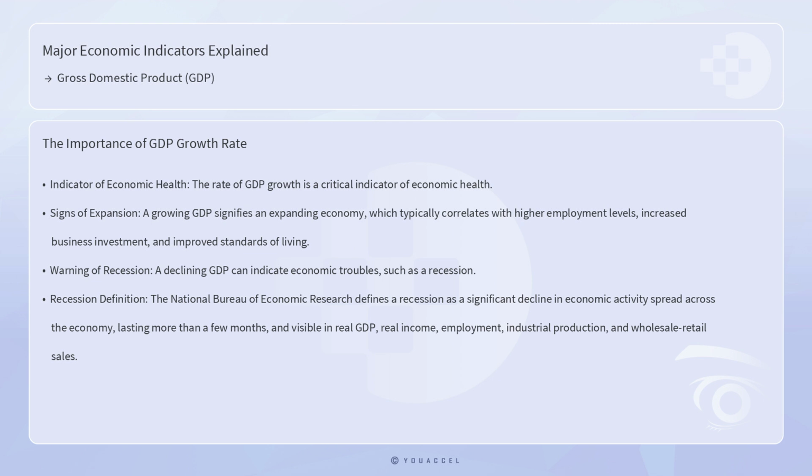The rate of GDP growth is a critical indicator of economic health. A growing GDP signifies an expanding economy, which typically correlates with higher employment levels, increased business investment, and improved standards of living. Conversely, a declining GDP can indicate economic troubles, such as a recession. The National Bureau of Economic Research defines a recession as a significant decline in economic activity spread across the economy, lasting more than a few months, and visible in real GDP, real income, employment, industrial production, and wholesale retail sales.